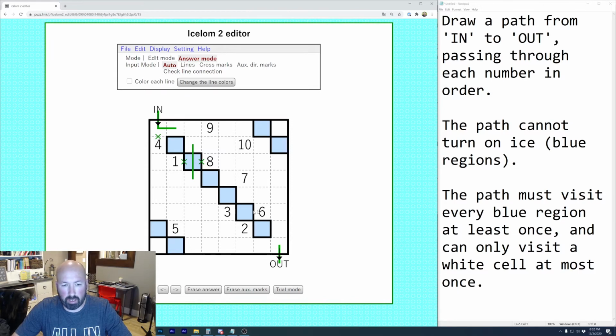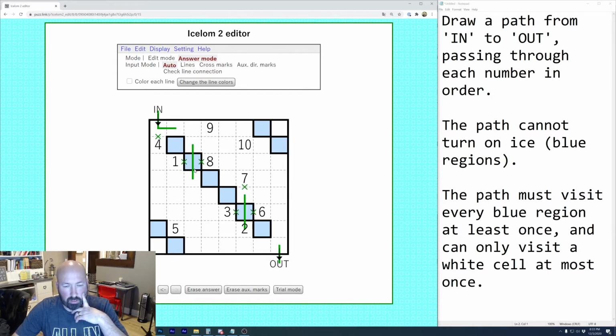Let's see. We can do the same kind of thing down here with the 3 and the 6 that we did with the 1 and the 8. The 3 cannot connect to the 6, so we can't go through that blue region horizontally. It's going to have to be vertical. Now the 2 is connected to this up here. It cannot connect to the 7. If we went there, we'd connect the 2 to the 7, and that obviously isn't allowed. So here it's going to have to turn. We don't know which direction yet, but we can put an X right there.